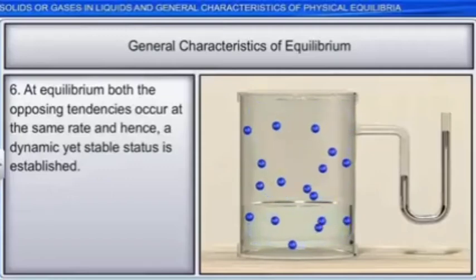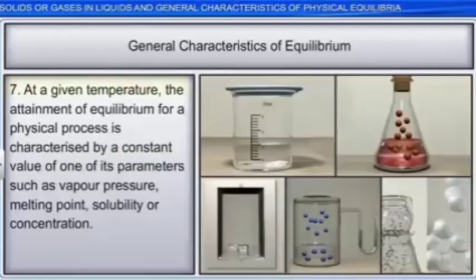Next point, at a given temperature, the attainment of equilibrium for a physical process is characterized by a constant value of one of its parameters such as vapor pressure, melting point, solubility or concentration. For example, during equilibrium between liquid and gaseous water molecules, the vapor pressure remains constant.